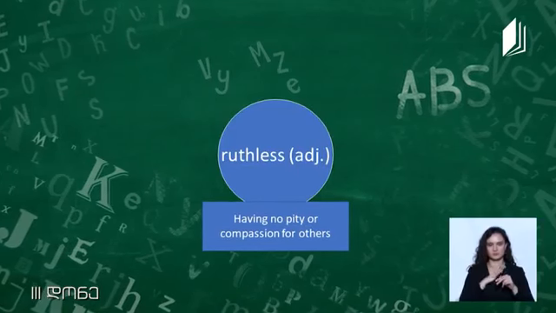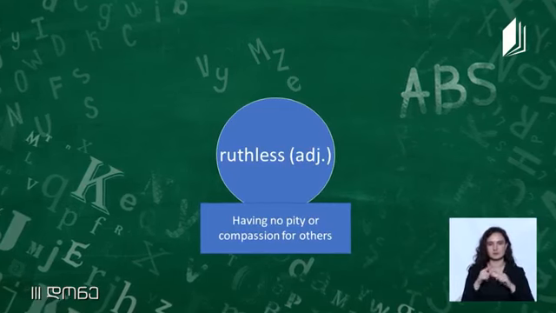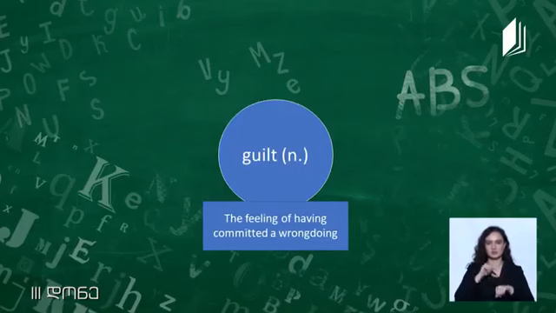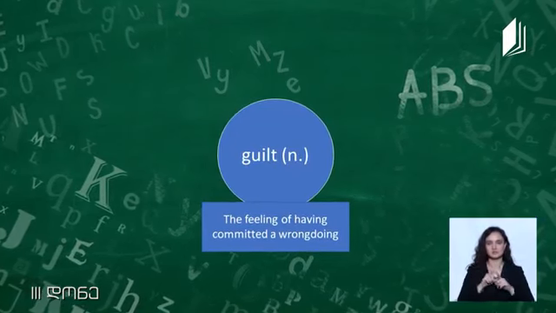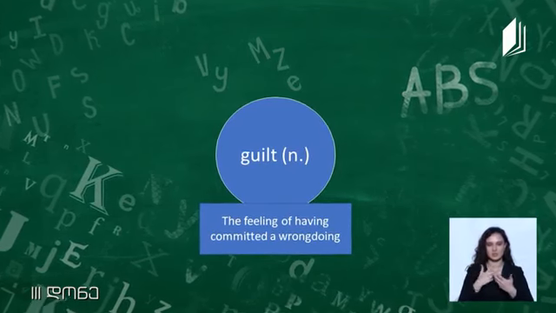And if an enemy is there, you might end up being ruthless to him. That is, having or showing no pity or compassion for others. Synonyms of ruthless are merciless, cruel, and heartless. But hopefully, if you do act ruthlessly, you will eventually feel guilt, our next word. Because guilt is the negative feeling of having committed a wrongdoing.